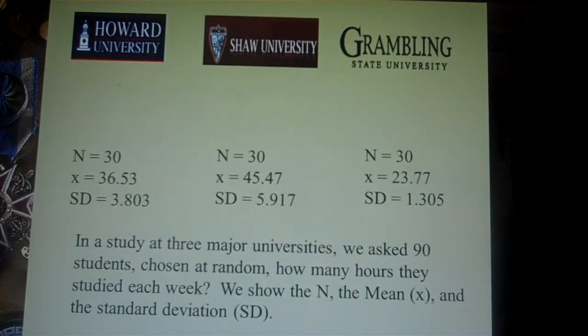Let's look at my example here. I'm comparing three universities, and we asked 90 students at random, how many hours do you study each week? We have Howard, we have Shaw, we have Grambling. You can see on the screen the N at each school is 30. You see your means, Howard 36.53, Shaw 45.47, Grambling 23.77, and so forth. And you see your SD at the bottom there.